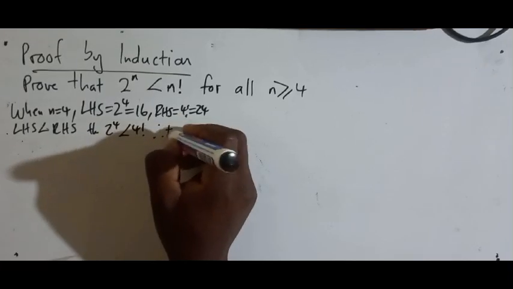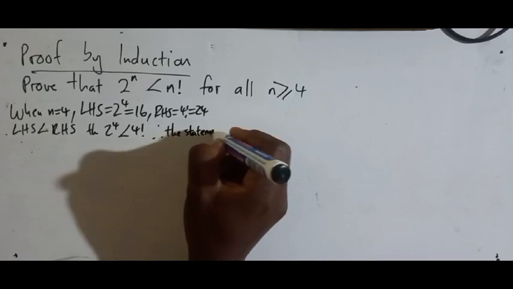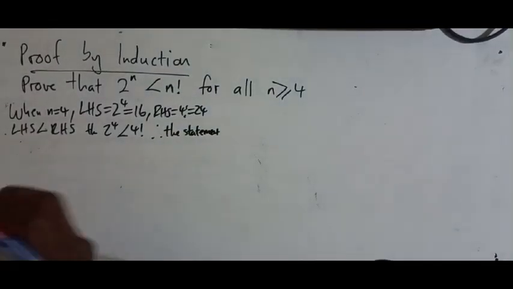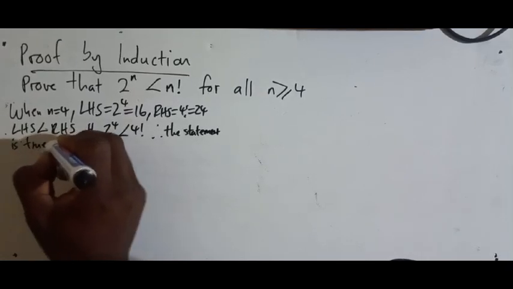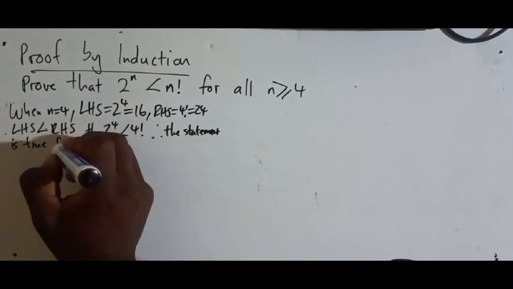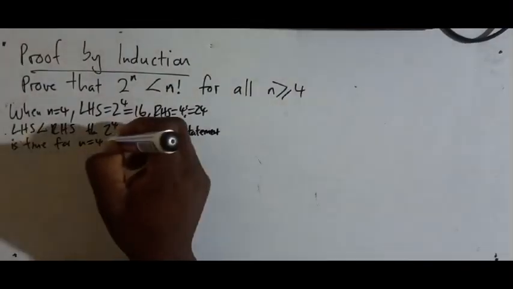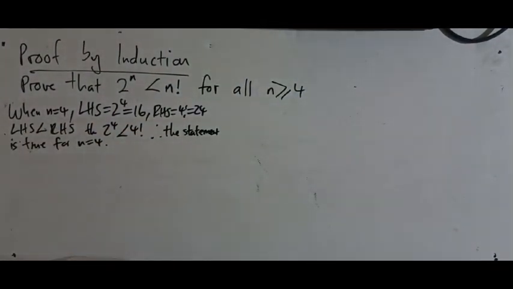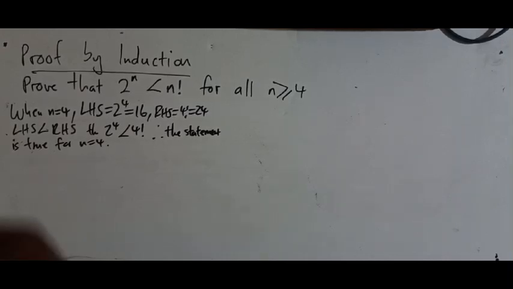Therefore, the statement is true for n equals 4. Since we have managed to show that the statement is true for n equals 4, we move to the inductive assumption. We assume that the statement is true for n equals k.